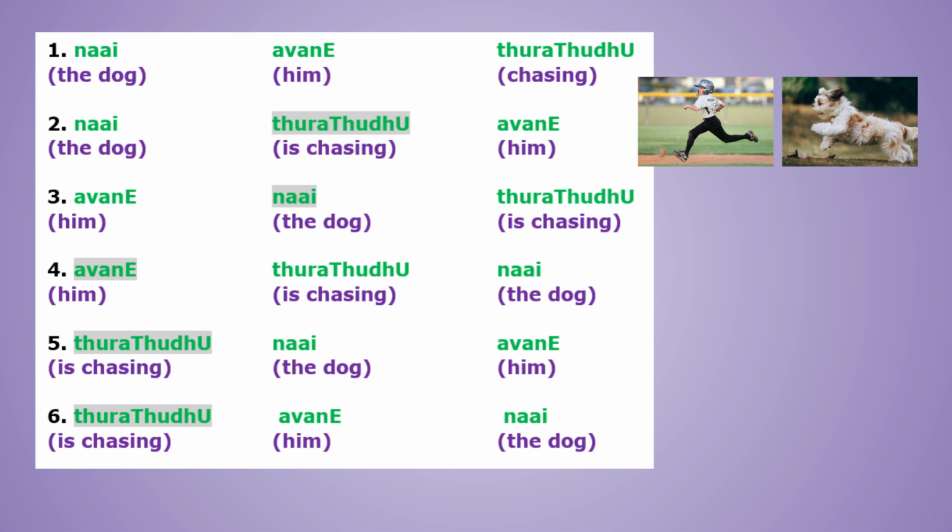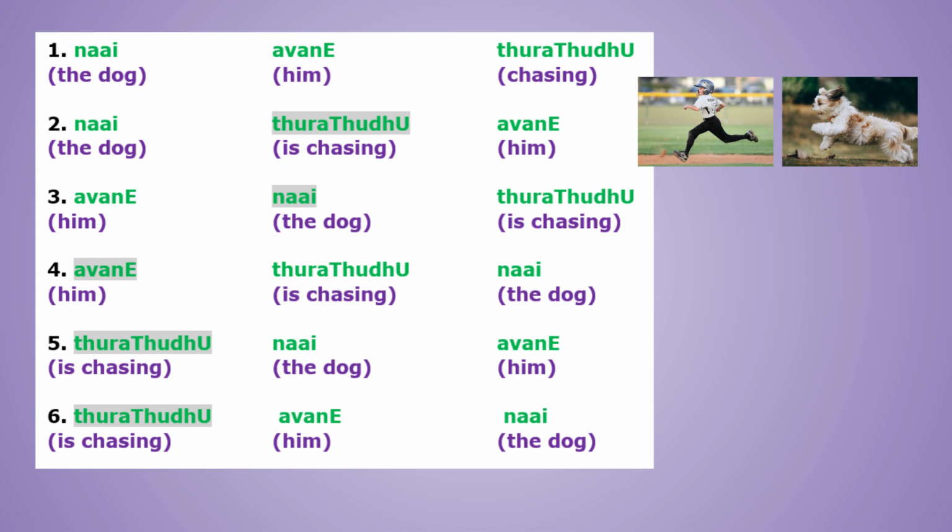Let us see the first one. The dog, him, that is avana thorathadu, chasing. Nai avana thorathadu. The next one is Nai thorathadu avana. You can also say that. Here I've just made that thorathadu a little colorful for you to understand that the stress is on the chasing. Nai thorathadu avana. So you mean the dog is chasing him. I hope you can understand.